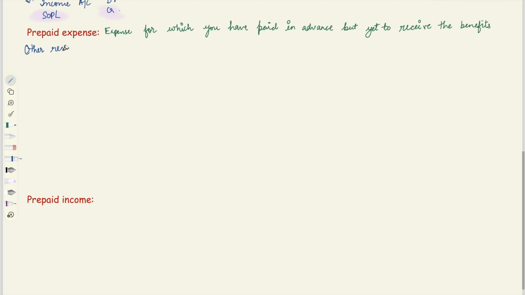other receivable, basically your current asset. Okay, because you are yet to receive the benefits or the money back, right? So in your statement of financial position, how will we show it? As a current asset. Under current assets, first you will have other receivables, trade receivables, inventory, all the other current assets.